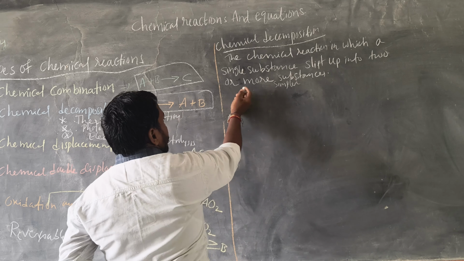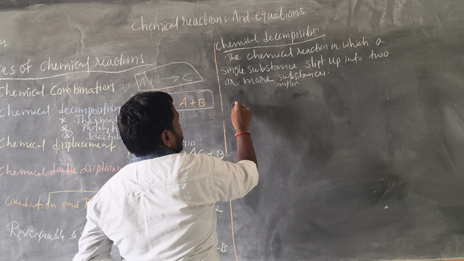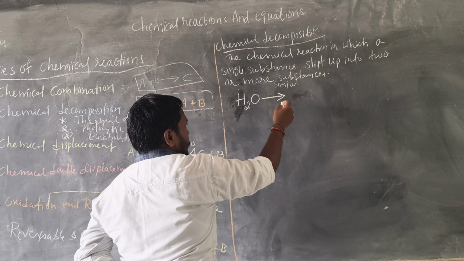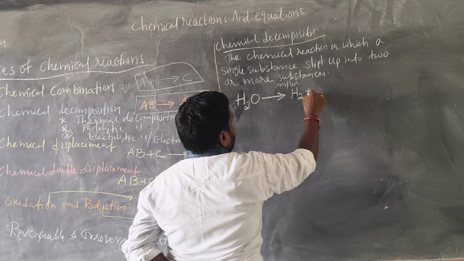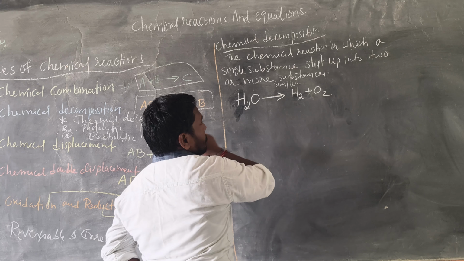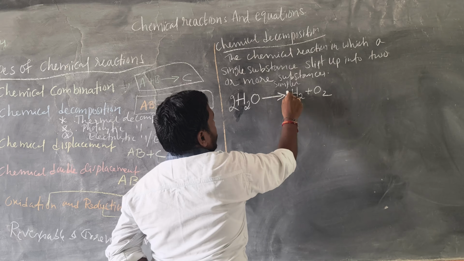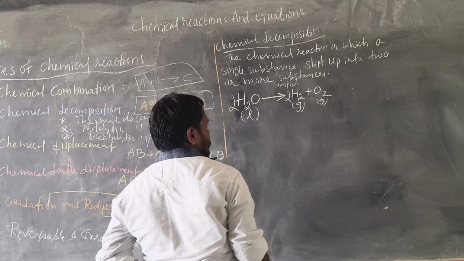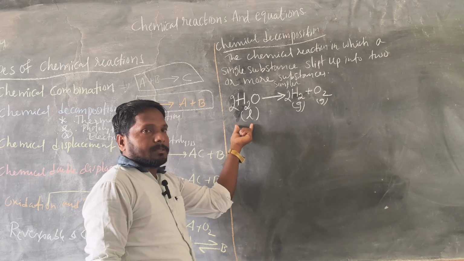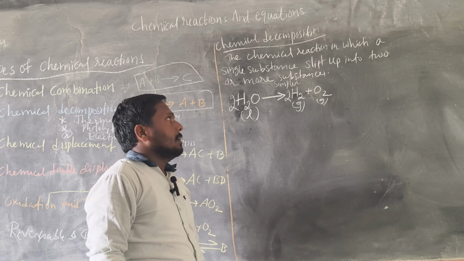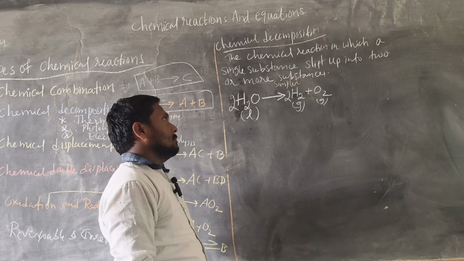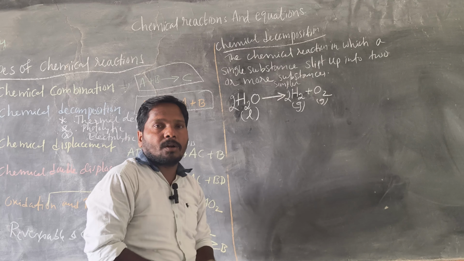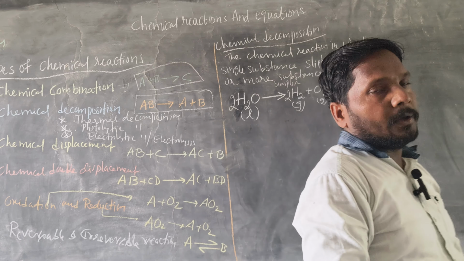So, for example, let us take H2O, water. Water dissociates into hydrogen and oxygen, which are gases. So a single substance dissociates into two or more new, smaller, simpler substances. Such kinds of reactions are called chemical decomposition.